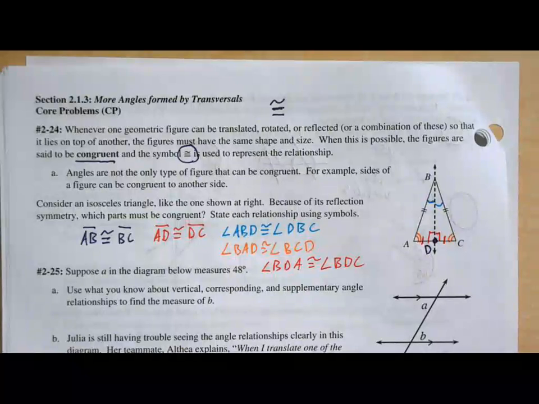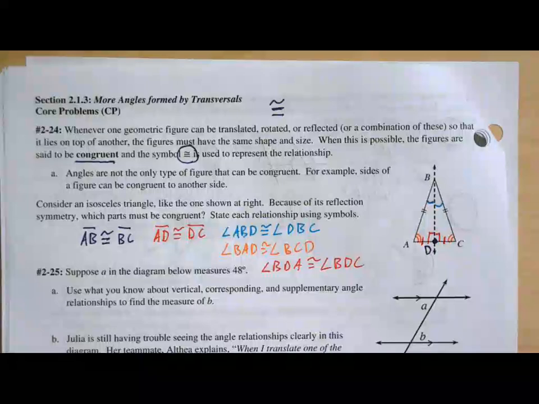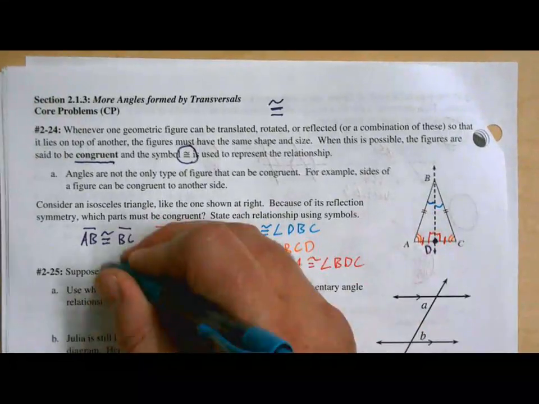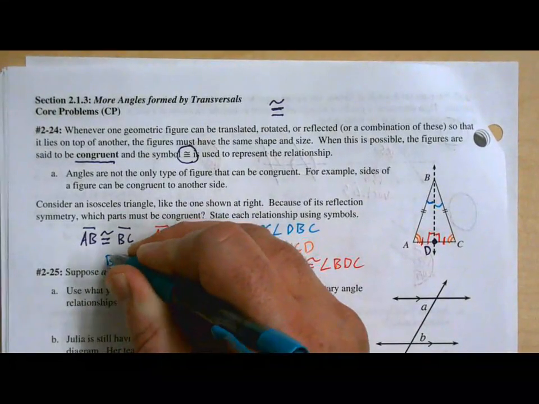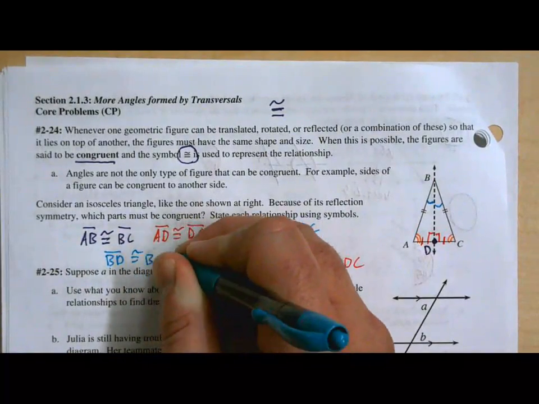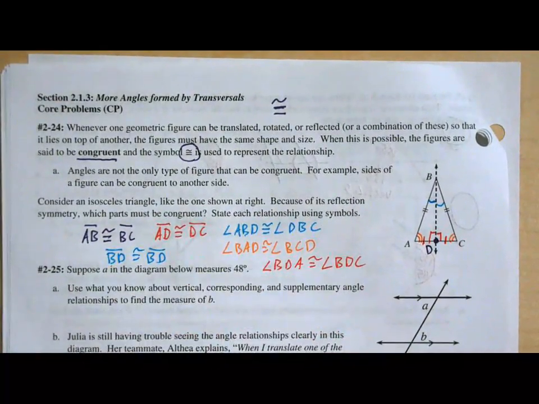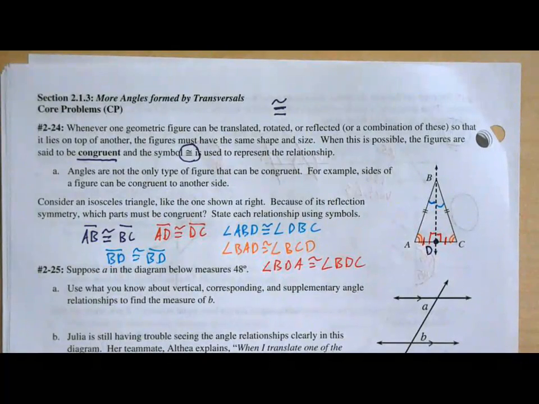This last piece I'm going to tell you is going to seem kind of weird to you, but we will actually use it in the second semester when we get into proofs. At a certain point, we're going to look at this picture and we're going to say that BD is congruent to BD. Why would we ever do that? Obviously, something has to be congruent to itself, right?